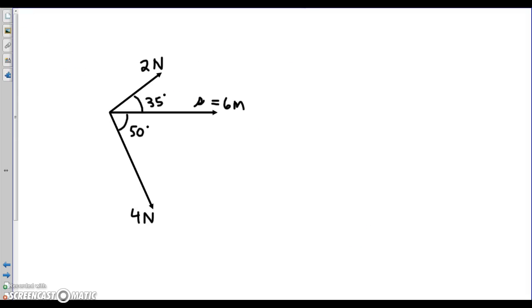So let's say we have a scenario like this. There's some object right here, and the object is being pushed by two forces. One is a 2 Newton force, the other is a 4 Newton force. Work is something that's associated with an individual force. The 2 Newton force does work on the object as it moves this distance of 6 meters. The 4 Newton force does work on this object as it moves 6 meters to the right.